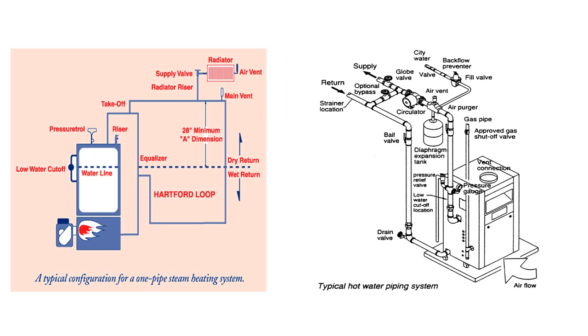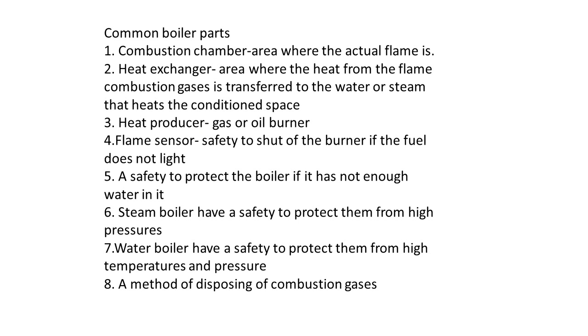There are three types of boilers that are used to produce and deliver heat to a conditioned space: forced hot water boilers, steam boilers, and boilers that can be configured as either steam or forced hot water. Boilers can be constructed of cast iron or steel. Pretty much all boilers have similar features. Just as a furnace, they have a combustion chamber, heat producer, flame sensor, a heat exchanger, a method to protect the equipment from too high of a temperature, and a method of disposing of the combustion gases. Boilers also have a means of protecting the boiler from excessive pressures and from the water level in the boiler becoming too low.